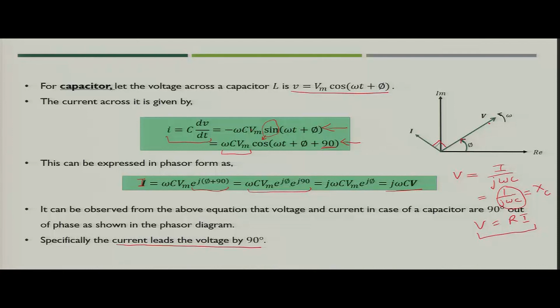In both of the cases, whether it is inductor or capacitor, voltage and current would be 90 degree out of phase. When you compare with the resistor, where voltage and current both are in phase, capacitor and inductor both will be out of phase. In case of inductor, current will be lagging with respect to voltage by 90 degree, while in case of capacitor current would be leading by 90 degree with respect to voltage.